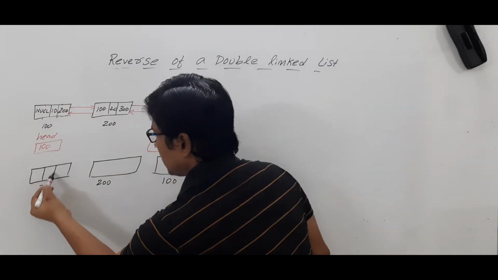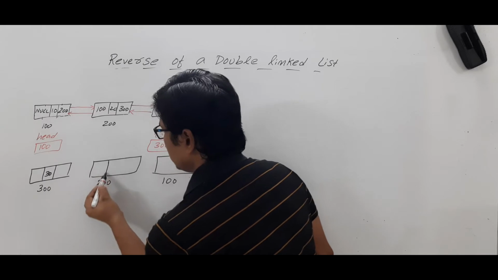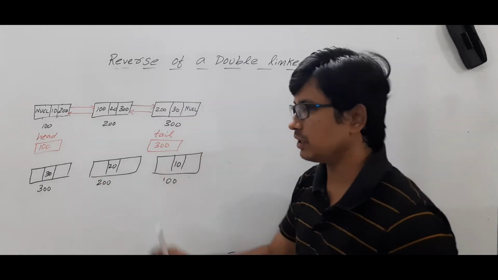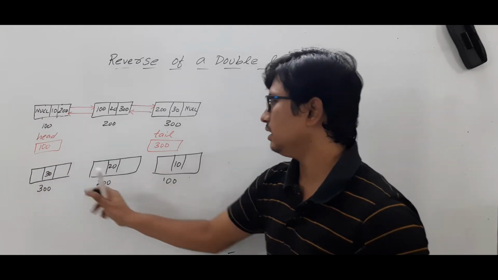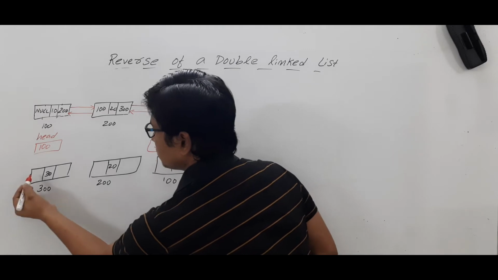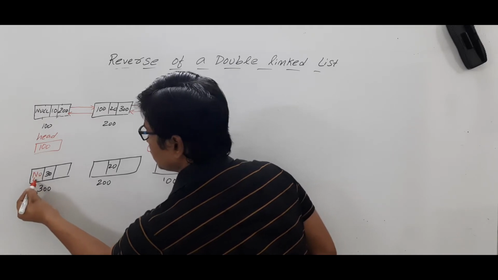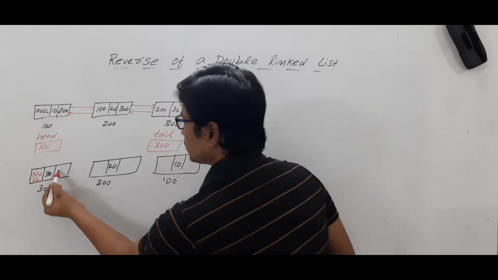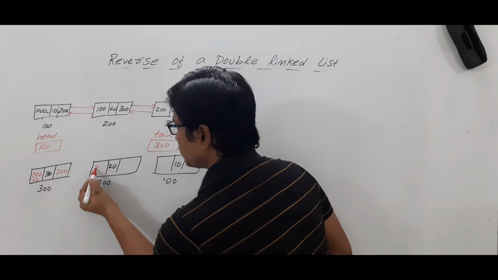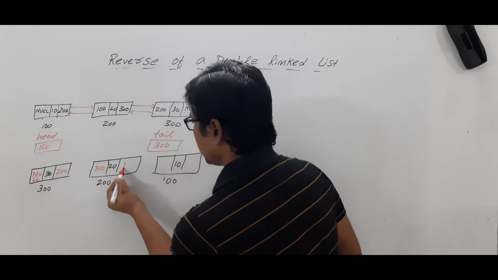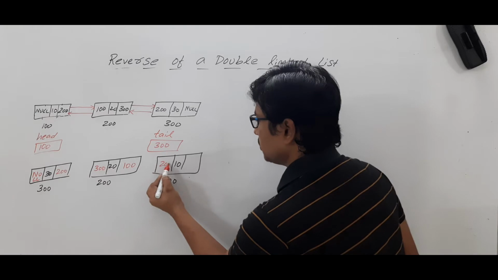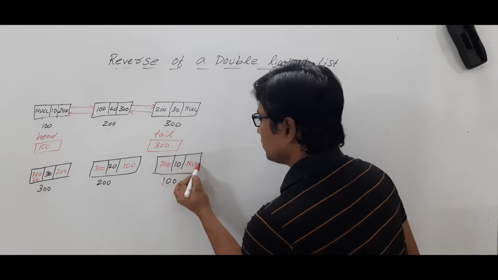And we have the values 30, 20 and 10. This is what we should get as an output. After reversing we should get 30, 20 and 10. Now address of the previous node, because this is the first node, will be null and address of the next node will be 200. Is it clear? And address of the previous node will be 300. Address of the next node will become 100. And here address of the previous node is 200. Address of the next node will become null.